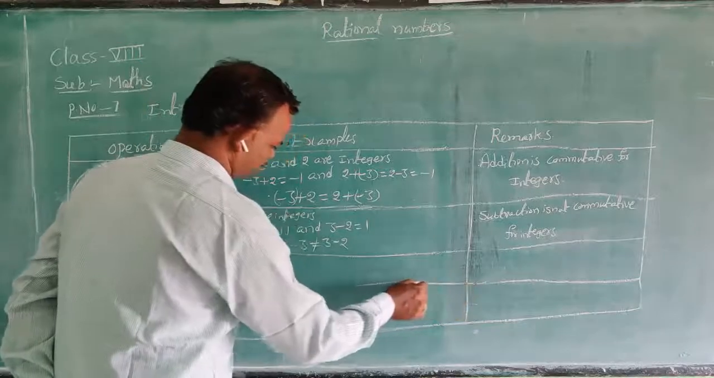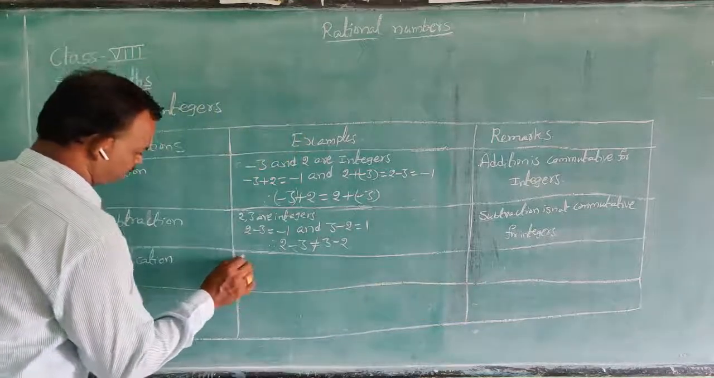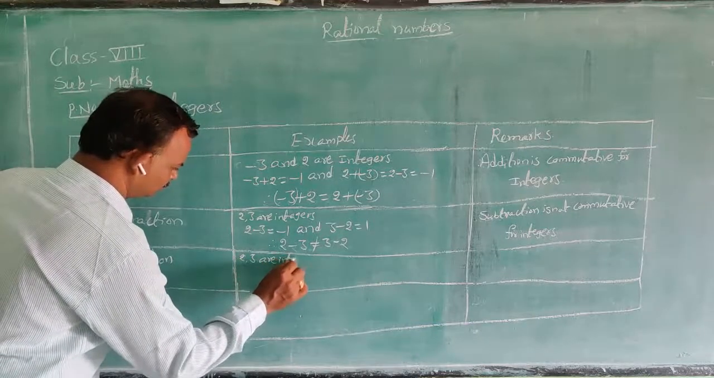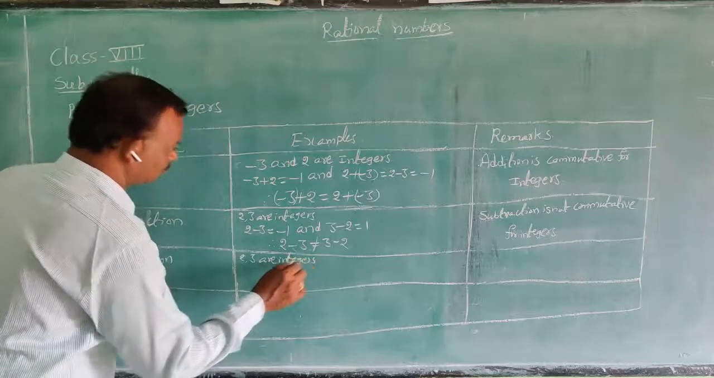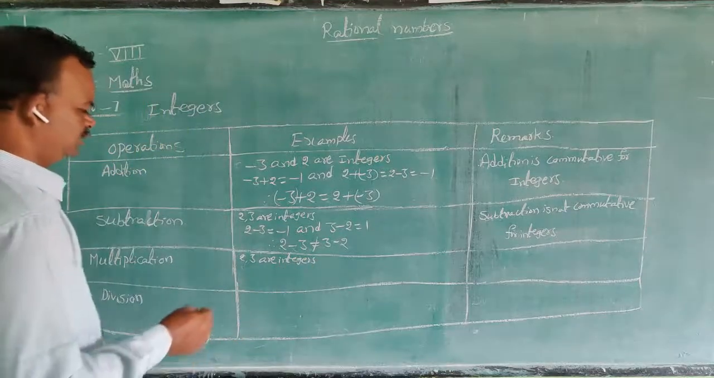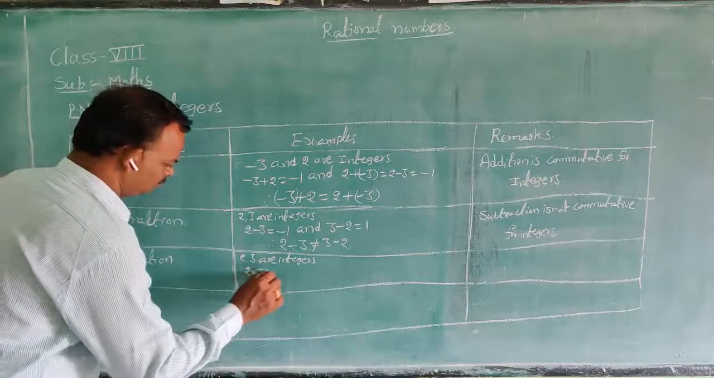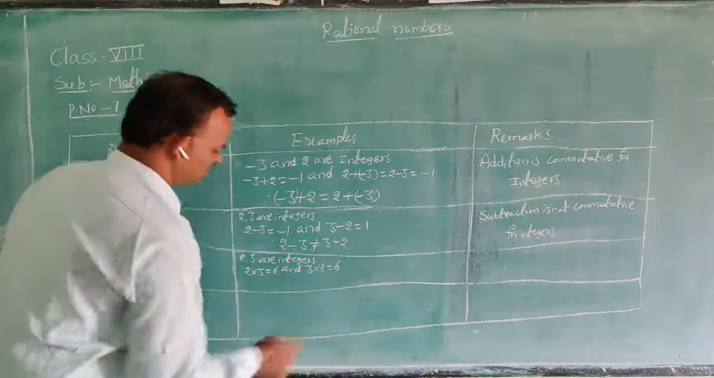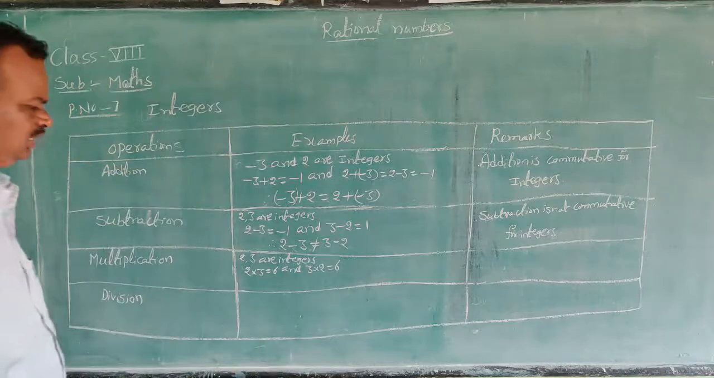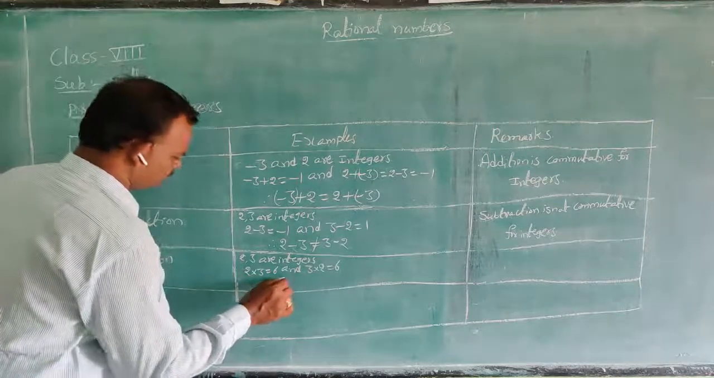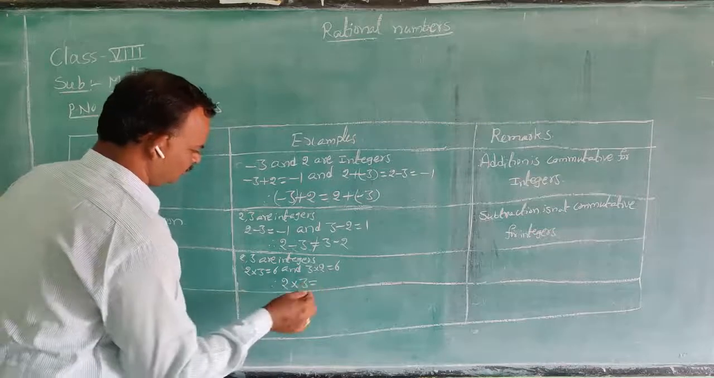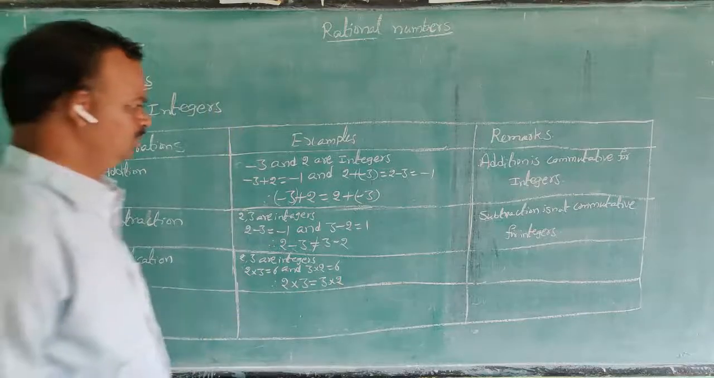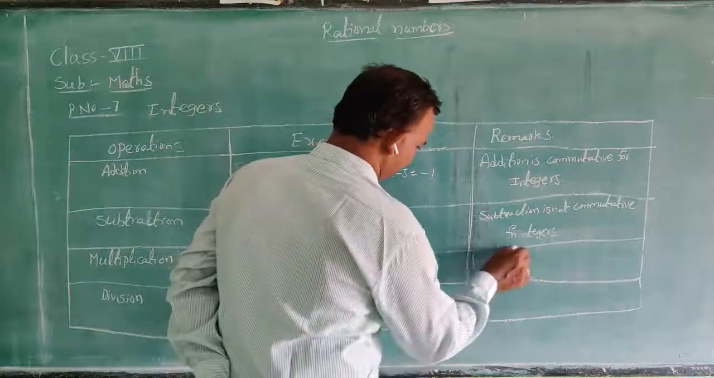Multiplication. Also we are taking 2 and 3, which are integers. 2 into 3 is equal to 6 and 3 into 2 is equal to 6. These two values are equal. Therefore, 2 into 3 is equal to 3 into 2. A into B is equal to B into A. Therefore, multiplication is commutative for integers.